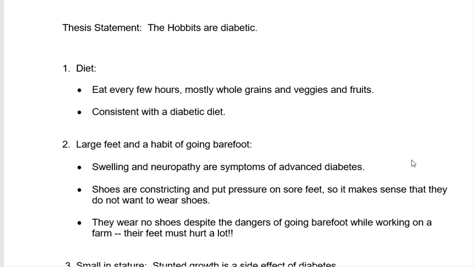So the large feet, that makes sense, but I'm a little bit puzzled because these are farmers. They use farm implements, and if you think of something like using a hoe, it's pretty dangerous not to wear shoes doing that. So as I think about that, I think, well, shoes are very constricting and they place pressure on the foot. So this is an indication that the hobbits are in so much pain from their swollen feet and their neuropathy that they're willing to risk hurting themselves with their farm implements because they can't stand the pain of wearing shoes.